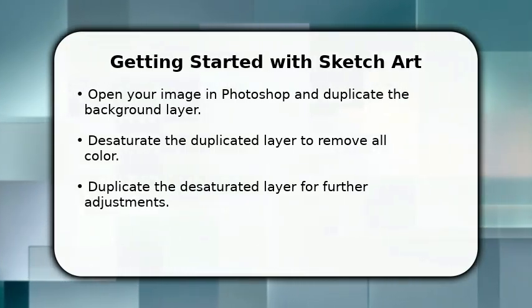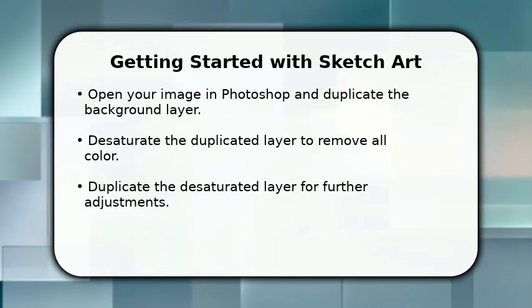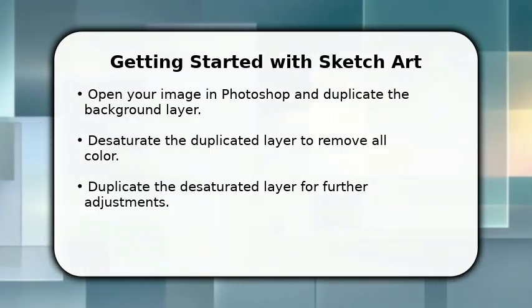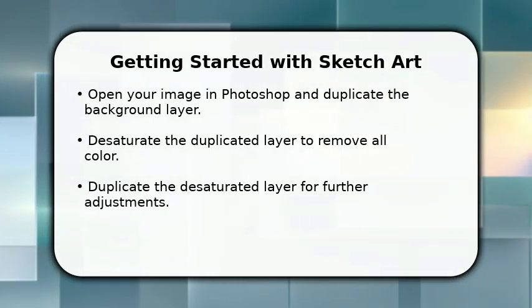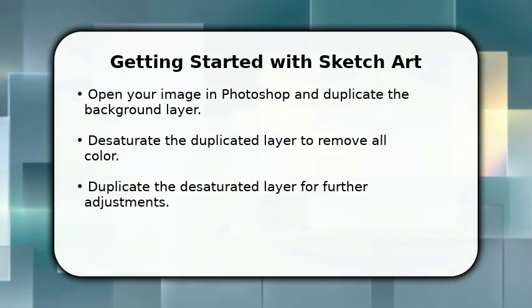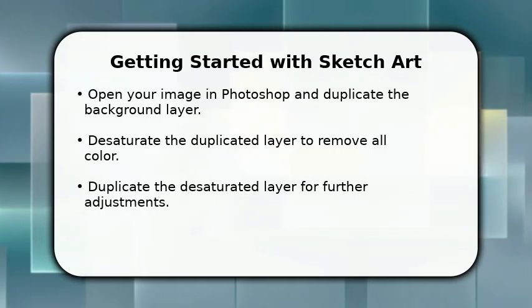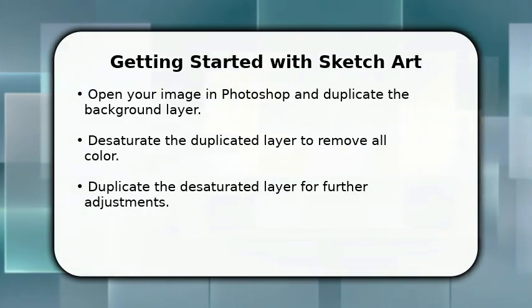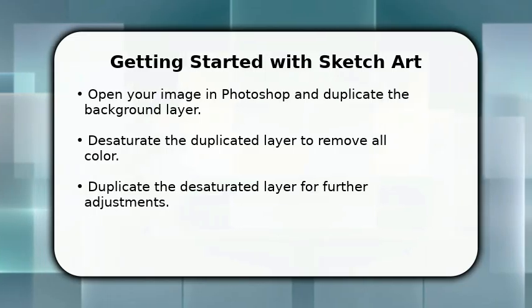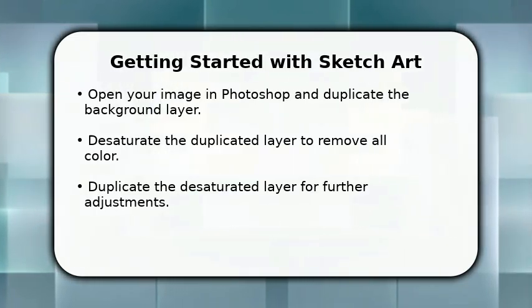First, duplicate your background layer. Next, desaturate this new layer to remove all color, creating a grayscale base. Then, duplicate this desaturated layer. This second copy will be crucial for the next steps in transforming your photo into a compelling sketch.